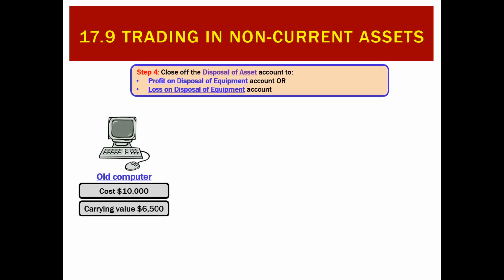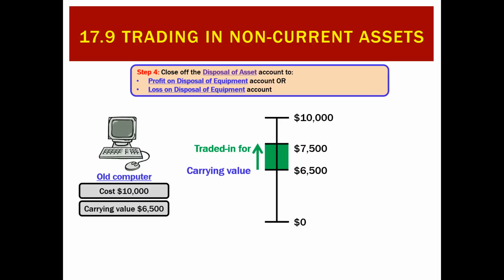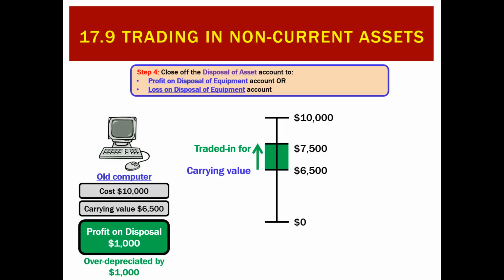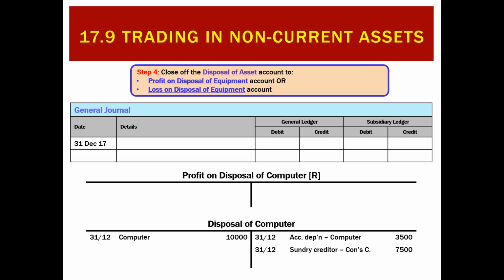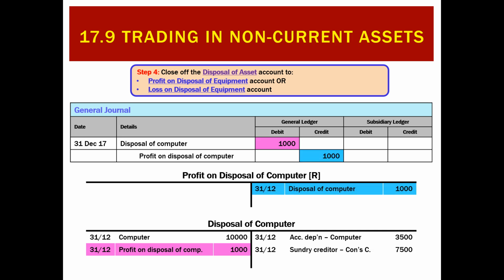Step 4 is the same as when we recorded the sale of a non-current asset. Figure out whether we made a profit or a loss. So we figured out we made a profit on disposal of $1,000. That is a revenue. So revenues go up on the credit side over here, but we'll need to match it up with a debit into the disposal of asset, or in this case computer account. So debit there to disposal of computer, credit here into the profit on disposal.